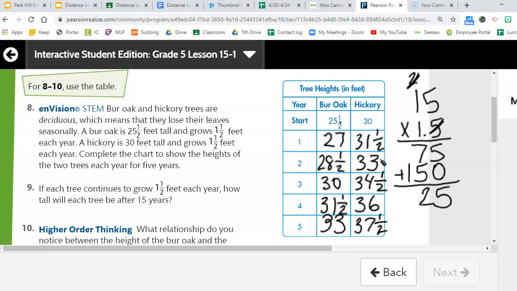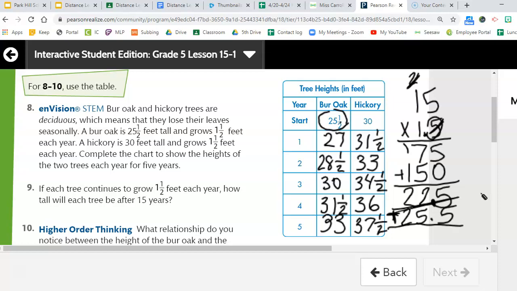7 plus 5 is 12. 1 plus 1 is 2. Okay? Now there's one number after the decimal, which means over here there needs to be one number after the decimal. So that's 22.5. So I'm going to take that and add it on to what it started with. Okay? Which was 25.5 for the bur oak. So I have 22.5 and I'm going to add 25.5.